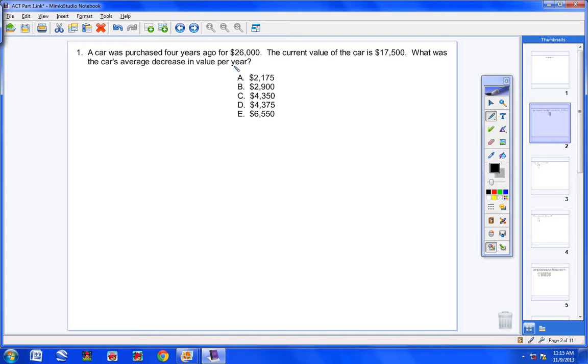All right. Now this is actually a pretty simple problem. Probably most of you know what to do, and some of you might skip this part of the video, and that's fine. That's up to you. But if the car started off being worth $26,000, and then 4 years later, which is what it says here, 4 years ago, the car is now worth $17,500. I'm going to very quickly subtract and just see how much the car has gone down in value. If you subtract those two numbers, you will come up with $8,700. Now that's how much the car has decreased in how many years? 4 years. Does that make sense?